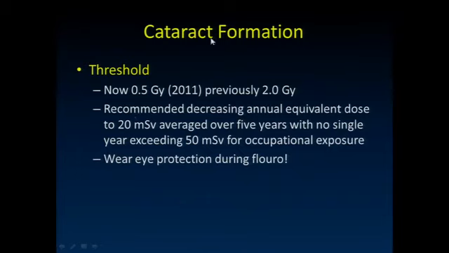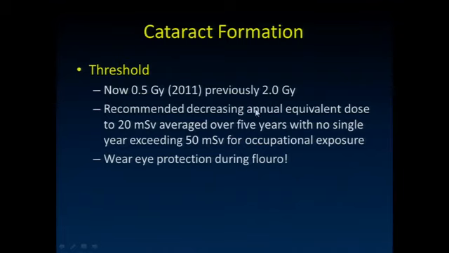So we think the threshold for cataract formation is 0.5 gray. By the way, before 2011, we listed it as 2 gray. So again, you ought to realize that this notion of a threshold is kind of a general rule of thumb, right? I mean, before 2011, we thought the threshold was 2 gray, and then we reduced it to 1/4 that value. You wonder how well we know what some of these thresholds really are.